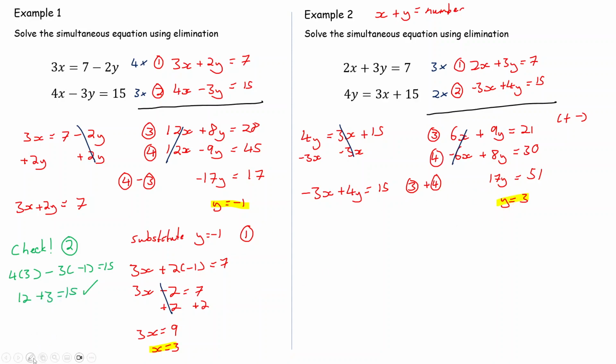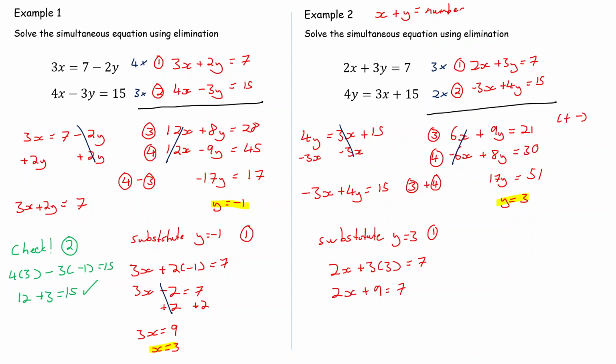Good. How do I get my x value? I've got to go and substitute in. So substitute y is equal to 3 into any equation. Let's go for equation number 1 because the numbers are a little bit smaller. So I can go and do 2 times x, sorry, 2x, I don't know what x is yet, plus 3 times y is 3. So plus 3 times by 3 is equal to 7. So 2x, 3 times by 3 is plus 9 is equal to 7.